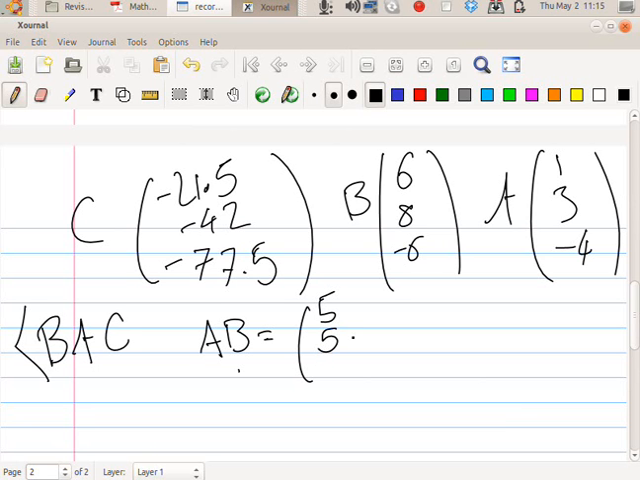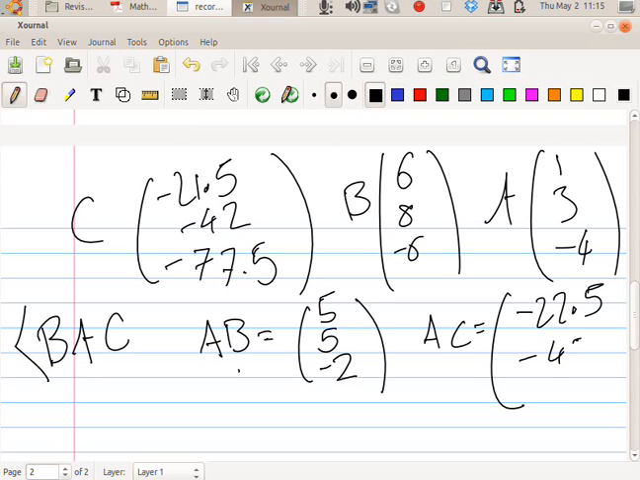So that would be 5, 5, 10. No, I don't think so. I think it'd be negative 2, minus 6, minus 4. And then AC is C minus A, so that's minus 22.5, minus 45, minus 83.5.